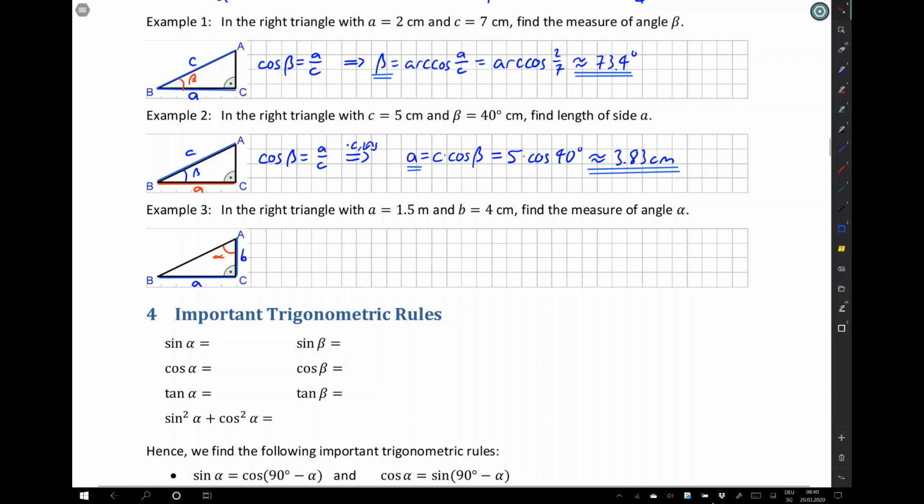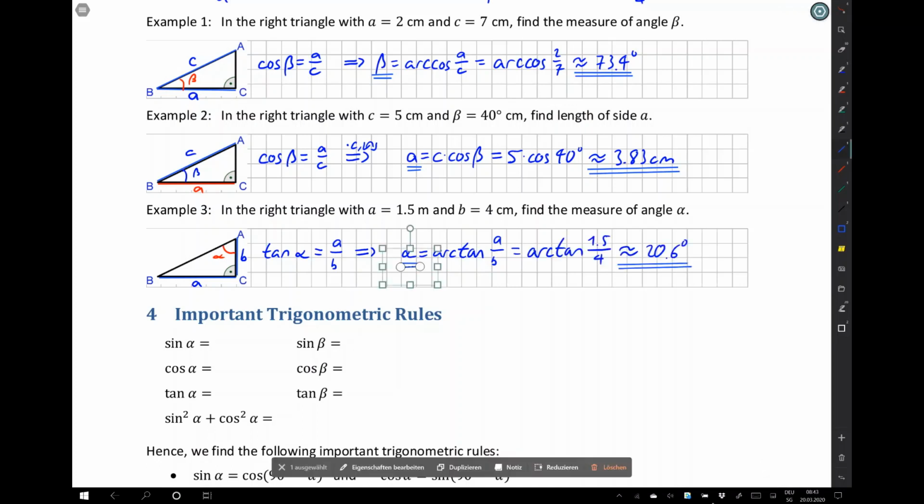In example 3, the sides A and B are given and we're looking for the angle alpha. Looking for an angle means we need the inverse trigonometric functions. B is the adjacent, A is the opposite, so the ratio is the tangent. So tangent of alpha is A divided by B, and we get alpha is hence arctangent of A divided by B. Inserting the values, we get arctangent of 1.5 divided by 4, and using the calculator, this yields for alpha 20.6 degrees.